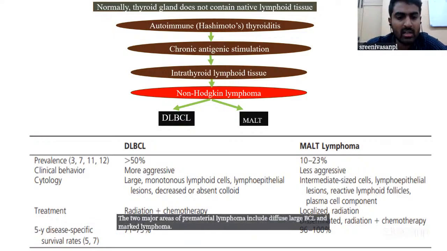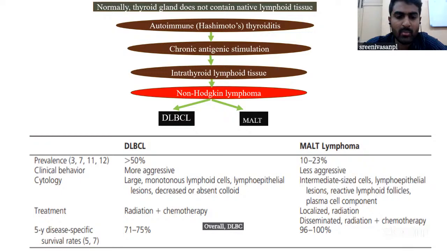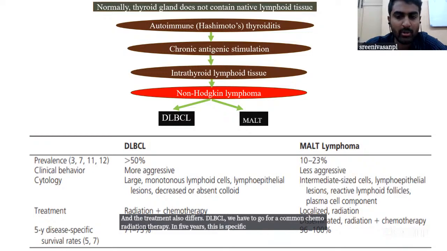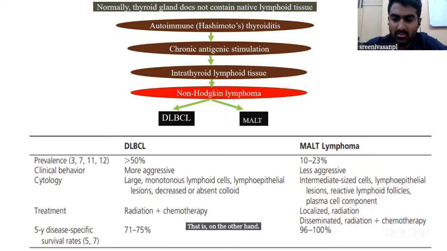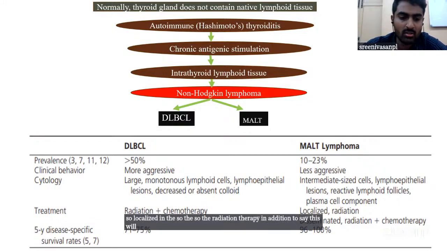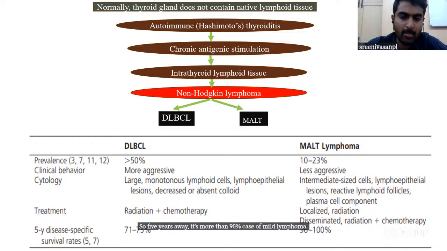Overall, DLBCL is the commonest cause of primary thyroid lymphoma, and it is more aggressive. And the treatment also differs. For DLBCL, we have to go for combined chemoradiation therapy, and the 5-year disease-specific survival rate is less when compared to MALT lymphoma. Whereas, MALT lymphoma is less aggressive and indolent in most of the patients, and localized, so radiation therapy in initial stages will suffice in most cases. The 5-year survival rate is more than 90% in MALT lymphoma.